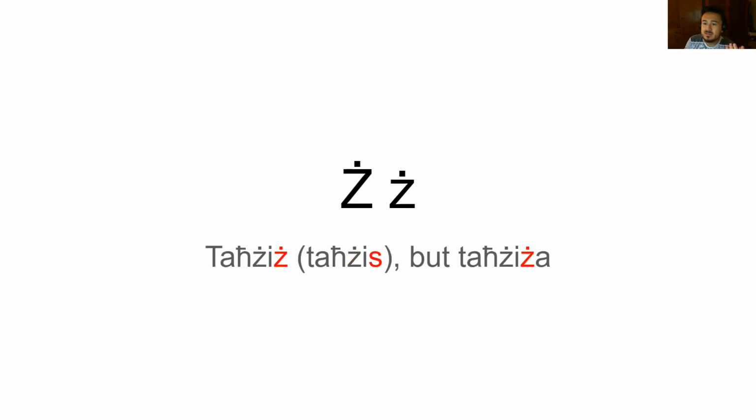And also the z, when it's found at the end of the word, you pronounce it as s. Tagħżiż. You don't say tagħżiż with a z, but then you say tagħżiża. Tagħżiża means to draw something quickly, to make a sketch, doodling something. This is the word for it. Or else when you write quickly, you could also say tagħżiża.